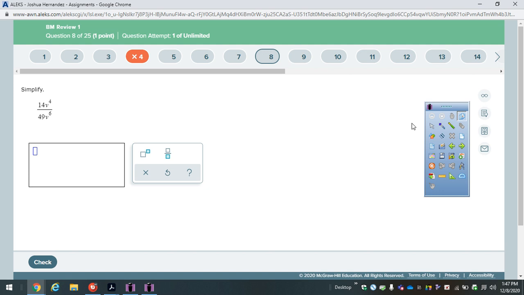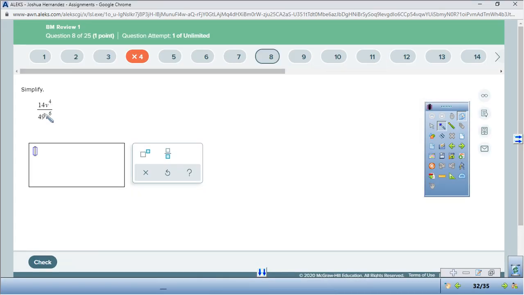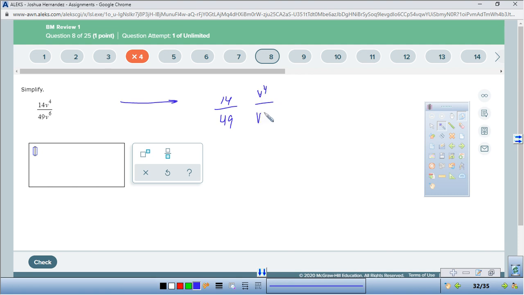This is real easy. I think it's super easy. Okay, so we're going to see that as 14 over 49, v to the 4th over v to the 6th. Remember, this one's simplifying both by a 7. Okay, how do I know that? If you don't know how to do that, you should be using your calculator. Dividing both by 7, you have to find that number. That gives me 2 over 7.